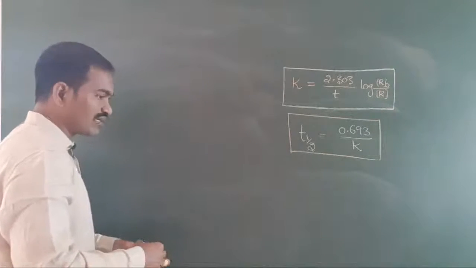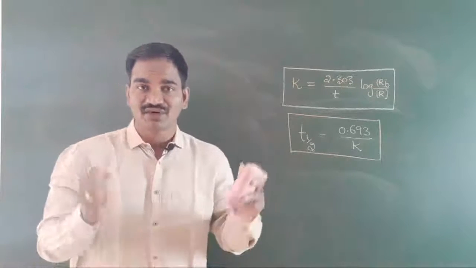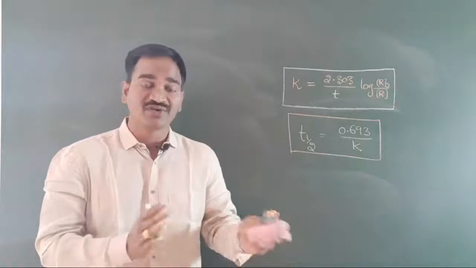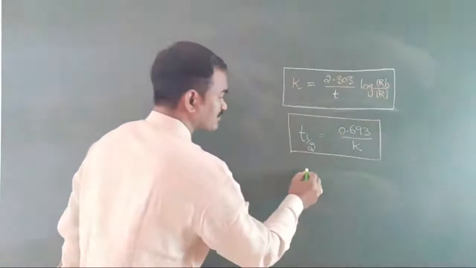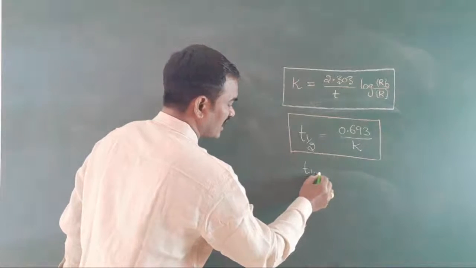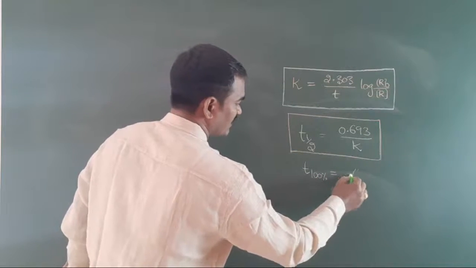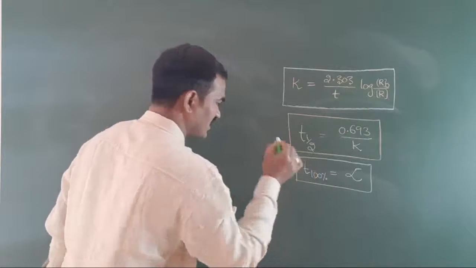Okay, so now we have to compare, because according to our syllabus they focused more on the zero order and first order. That's why you should have clarity on both. Okay, here you see, t lifetime 100% is equal to infinite. You can take it like this. Okay, done.